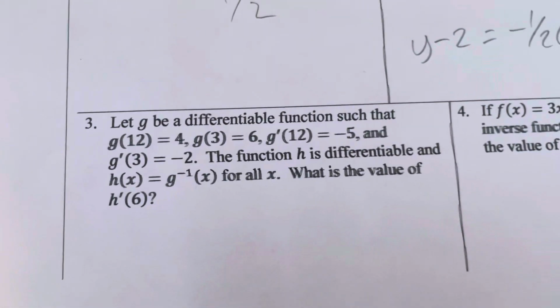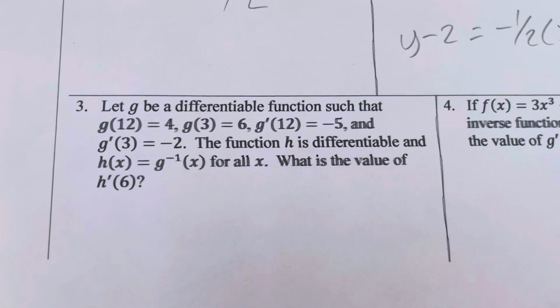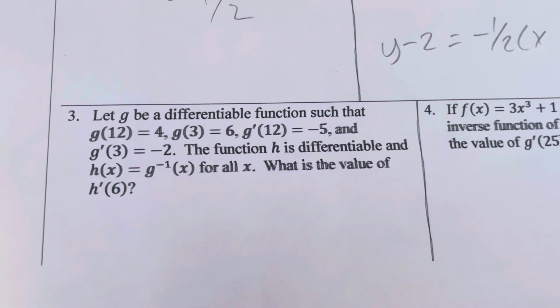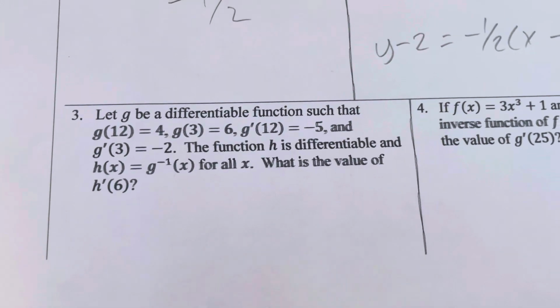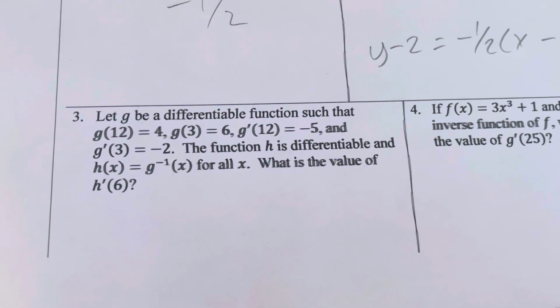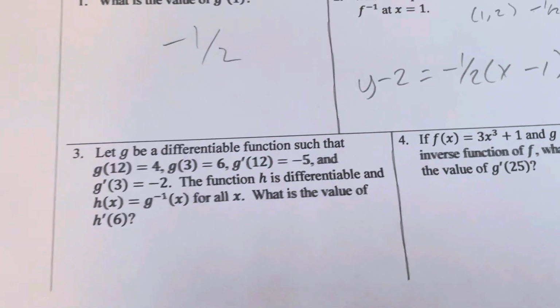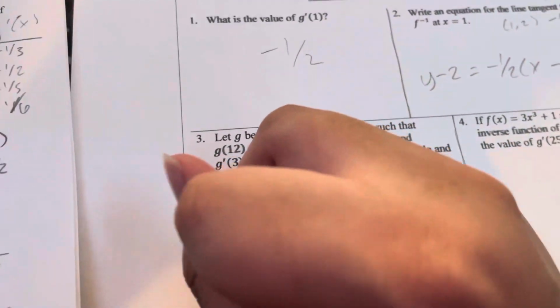3. Let g be a differentiable function such that g of 12 equals 4, g of 30 equals 6, g prime of 12 equals -5, and g prime of 3 equals -2. The function h is differentiable, and h of x equals the inverse of g of x for all x. What is the value of h prime of x? Same thing here. We could just draw our table of values.